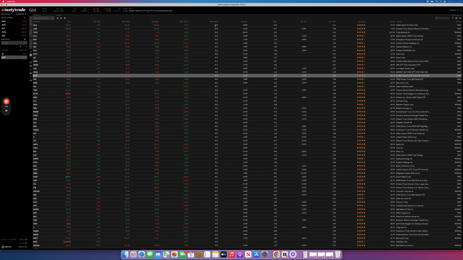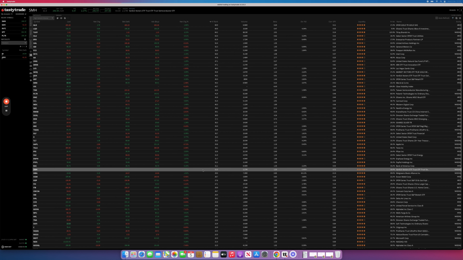Now you also want to have this metric here, IV rank. You want to order your watch list from high to low IV rank, and you don't want to trade anything with an IV rank of less than 30. So our cutoff point would be SMH here with an IV rank of 31. So anything above SMH right now would be absolutely fine.